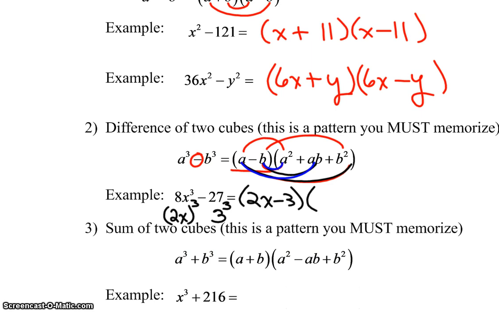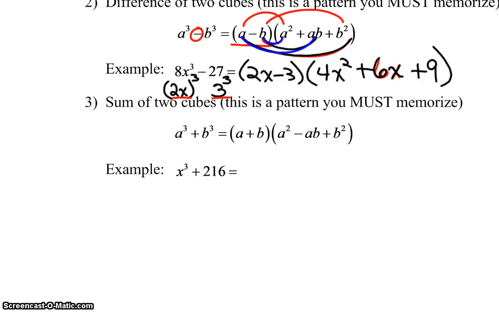Now to complete the pattern, we have to square the a factor. 2x quantity squared is 4x squared, plus multiply the 2 pieces together, and 2x times 3 is 6x. And then we have to square the number in the b position, and 3 squared is 9. So our factors were 2x minus 3 times 4x squared plus 6x plus 9.